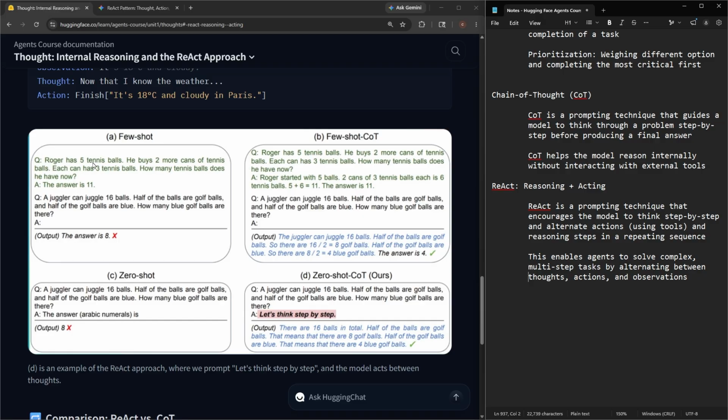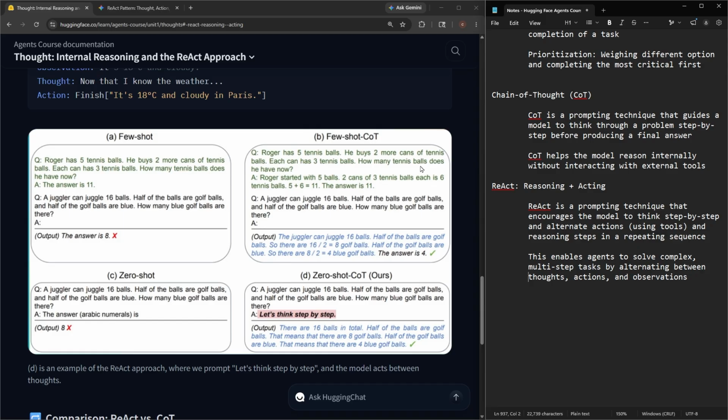We've got Roger has 5 tennis balls. He buys 2 more cans of tennis balls. Each has 3 tennis balls. How many tennis balls does he have? So 5 plus 2 times 3, so 6 plus 5 is 11. But it doesn't say that. It just says the answer is 11. The juggler can juggle 16 balls. Half of the balls are golf balls and half of the golf balls are blue. How many blue golf balls are there? Well, it says 8, which is completely wrong. That's only because it's saying 16 divided by 2, but it's not dividing that by 2, you know? And that's how that goes.